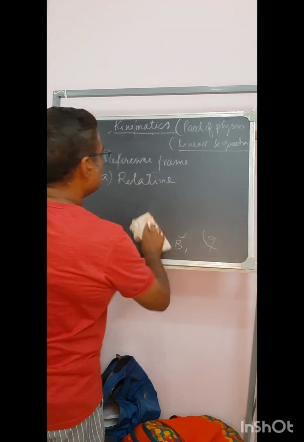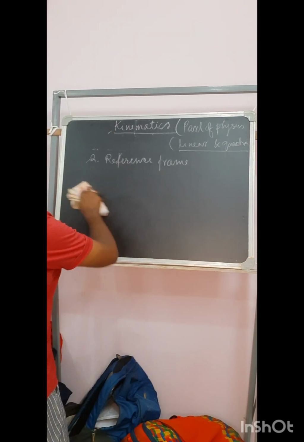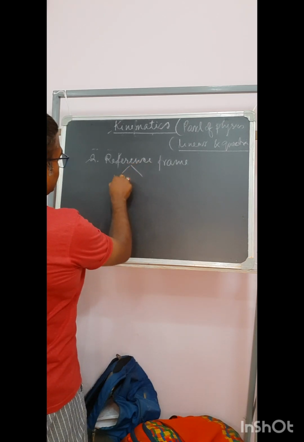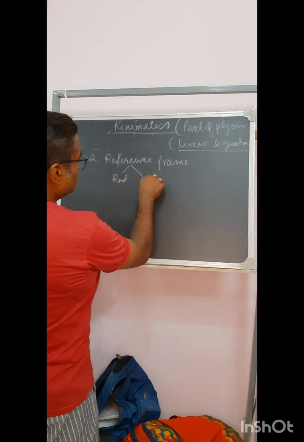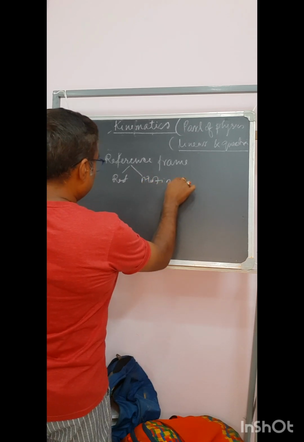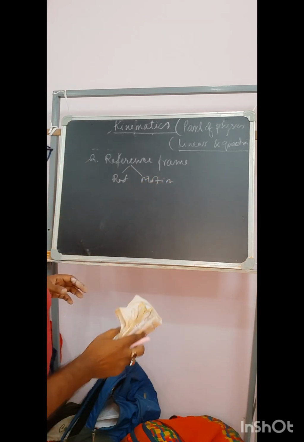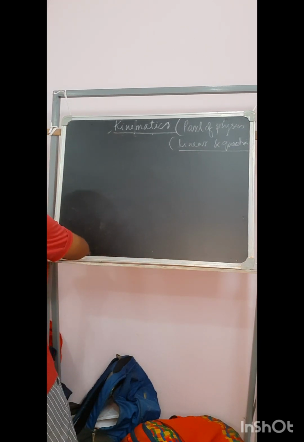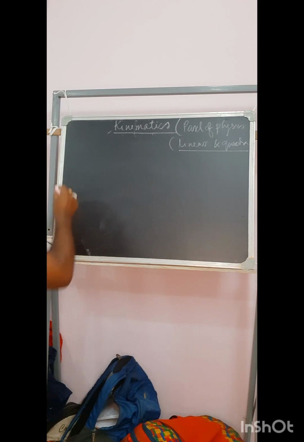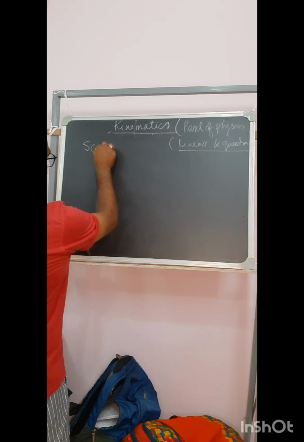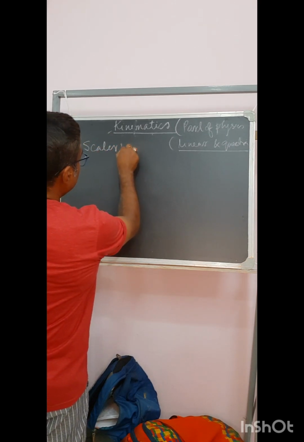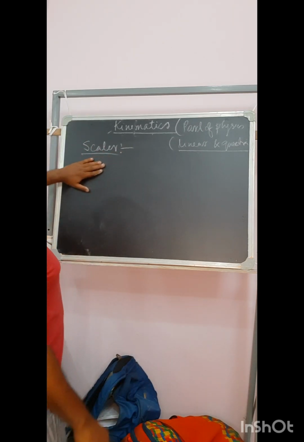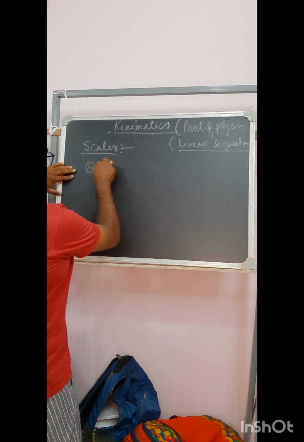So this is of reference frame. The reference frame we have studied could be at rest or in motion. These are the two kinds. Then the bigger part, that is the scalar and vector. Scalar, first we will come to that. Before coming to the scalar and vector, we need to know the quantity.